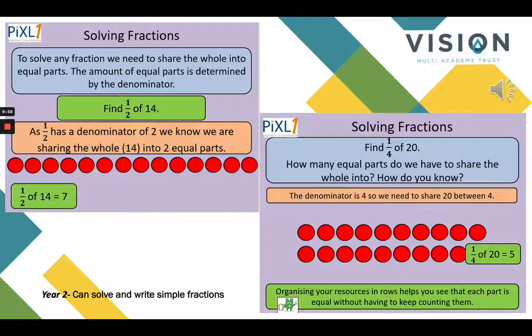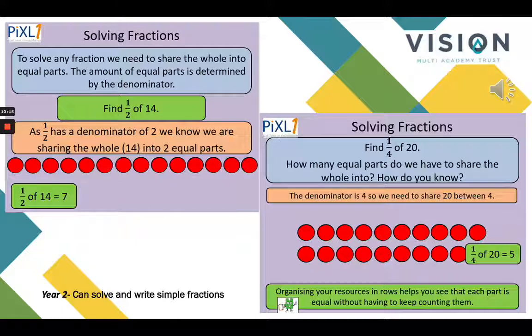Once the children have a secure understanding of basic fractions, we can start to introduce problem-solving tasks so they can demonstrate their understanding and apply it to similar situations to these examples here. So here are a couple of examples. So first one, half of 14.